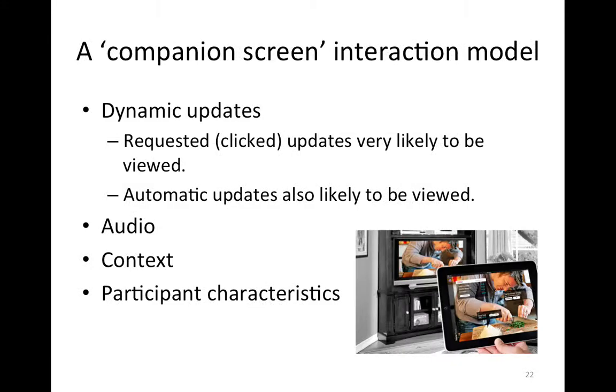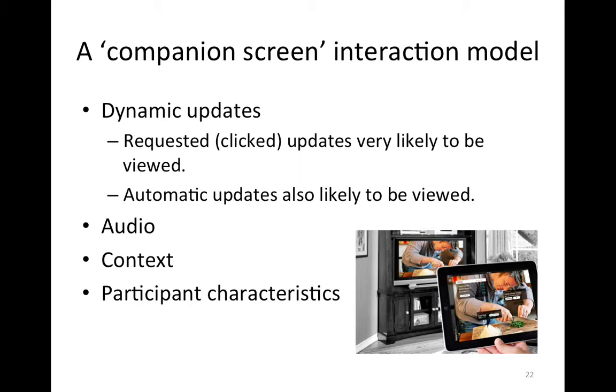So attention started to drift back to the tablet again when the two people started talking to each other. But we can see very clearly that we're fixating on the dolphin there, and everybody was fixating. I think that's quite interesting. So what might a companion screen interaction model look like? Well, we can see that dynamic updates are viewed, so requested, what we could call clicked updates, are very likely to be viewed, so this is when people actually request them on the tablet. And automatic updates are also likely to be viewed, and certainly in the companion screen situation it's more likely they were viewed than when we were just looking at the web model.